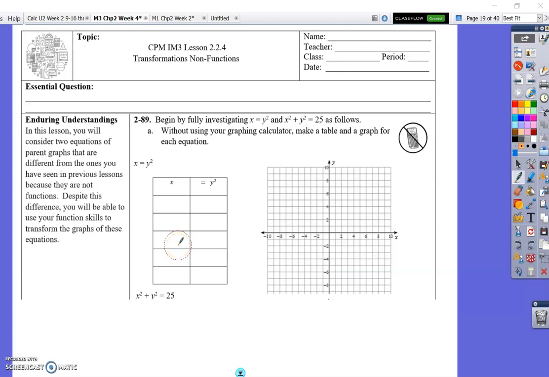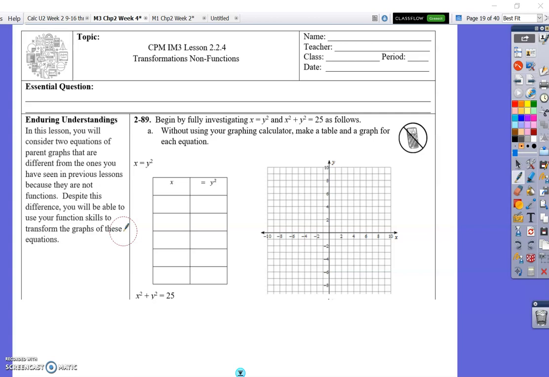So this is lesson 224. We'll be talking about transformations of non-functions, or enduring understandings that we already have. We're going to be dealing with two different parent graphs that are not functions. But despite this, we'll still be able to shift them left, right, up, and down. We're going to figure that out.